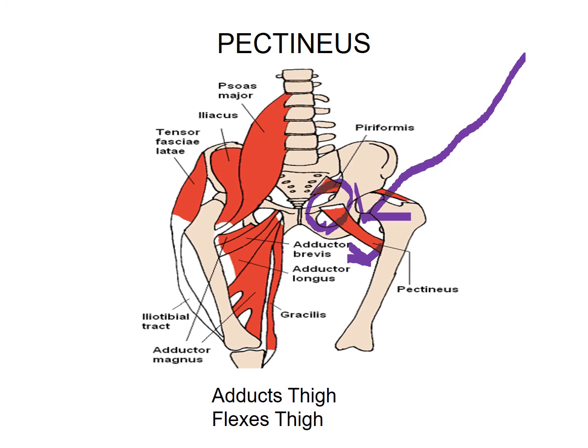The pectineus is on the medial or inside part of the femur, so it's going to do an adduction action. It also does help with flexion, but that's really not its main function. The main job of the pectineus is to adduct, bring your legs closer together.